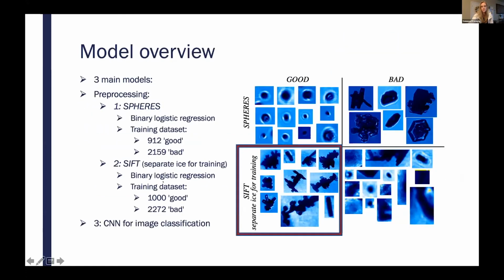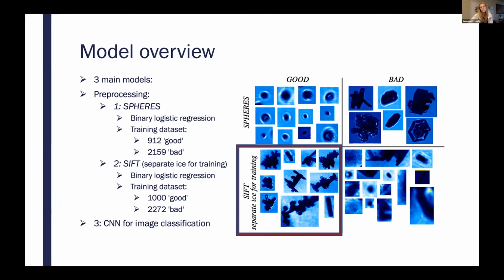So there's 3 main models to this work. The first 2 focus on pre-processing, which is definitely the timeliest portion. I'll first talk about the SPHERES model, which is a binary logistic regression model. You can see an example in the upper row here of images that would exhibit a cloud droplet representation, and then on the right side would be any other type of image that is either a hydrometeor in the frozen state or just a lower quality image.